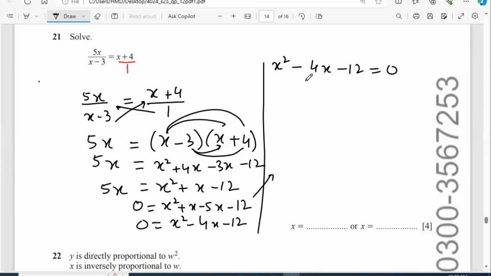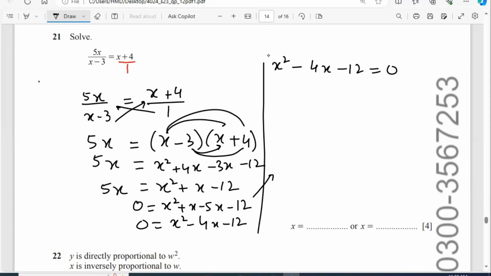Now to solve this, in paper 1, you can factorize. And how to factorize this quadratic equation, I have made 4 or 5 lesson videos on how to factorize a quadratic equation. So please don't forget to watch these videos.